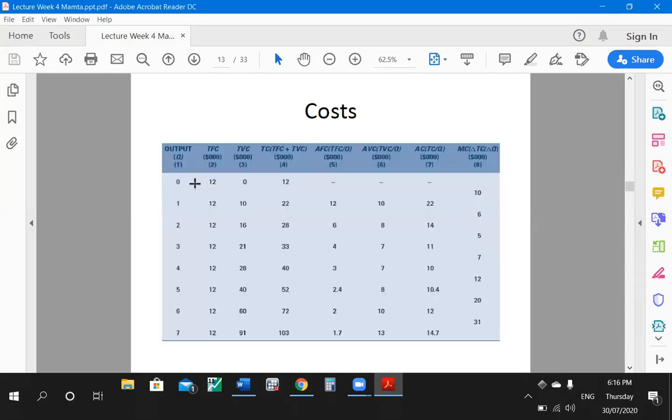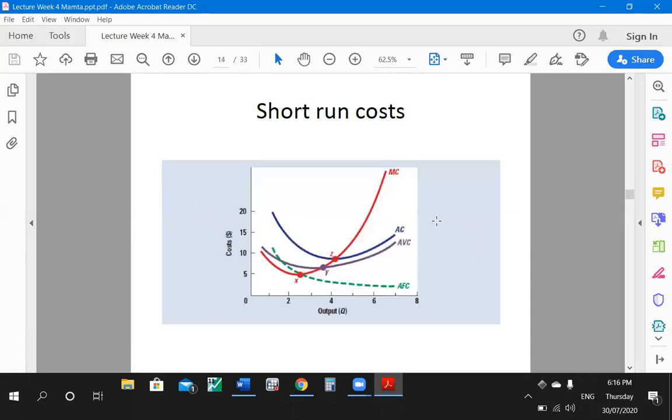I have already showed you these things. Output 1, so they're increasing the output. And you see, total fixed cost remains the same. Fixed cost doesn't change. Total variable cost is changing. You see, sometimes increasing by 10, sometimes by 5, here by 7. Doesn't matter, it depends. Total cost is total fixed cost plus total variable cost, so add these two up. Average fixed cost is total fixed cost divided by quantity. Total fixed cost is 12. You produce nothing, that's why it's undeterminable. So they showed you how to calculate these things.